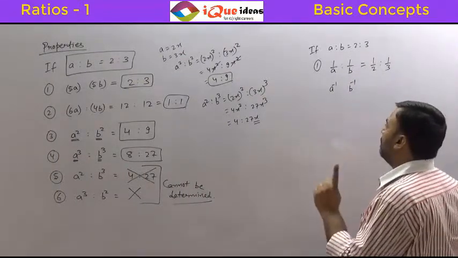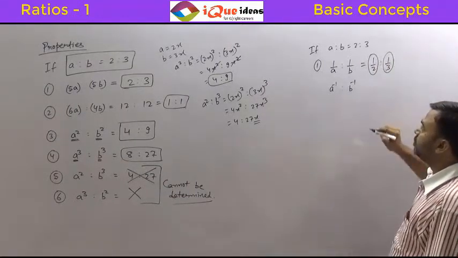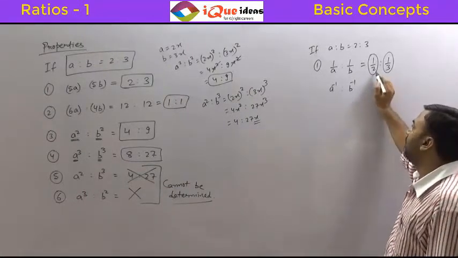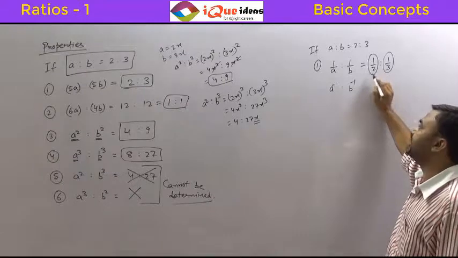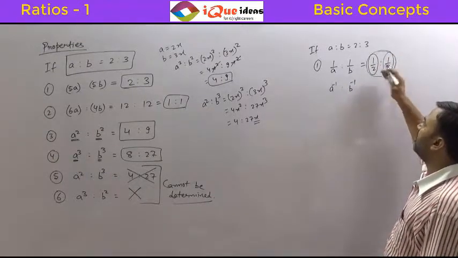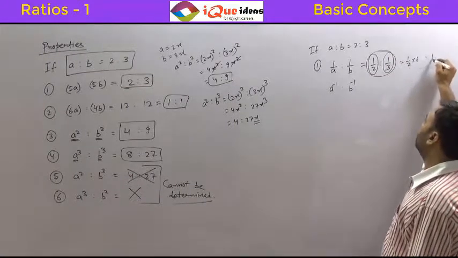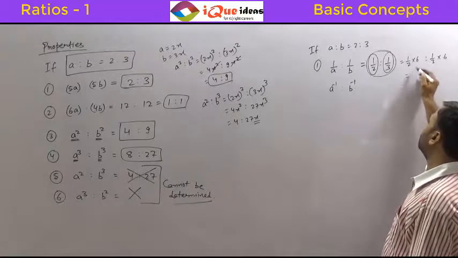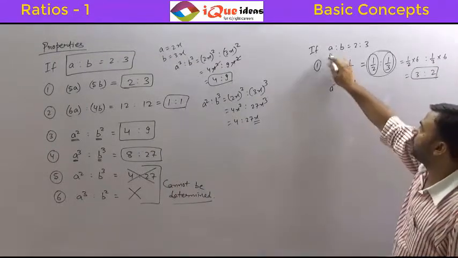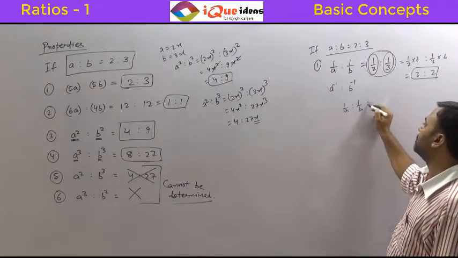Right? But remember, we never leave this in terms of fractions. So to remove fractions, what do we need to do? We take the LCM of the denominators. Now what is the LCM of the denominators, 2 and 3? That is 6. Multiply every component by 6. So it will become 1 by 2 into 6, and 1 by 3 into 6, so that this becomes 3 and this becomes 2. So the answer is 3 is to 2. So if A is to B is 2 is to 3, then 1 by A is to 1 by B will be 3 is to 2.